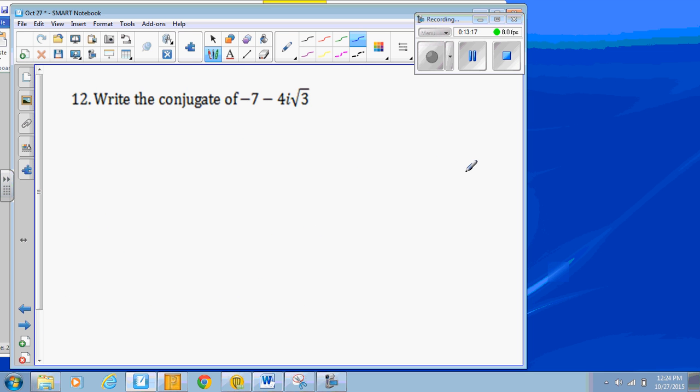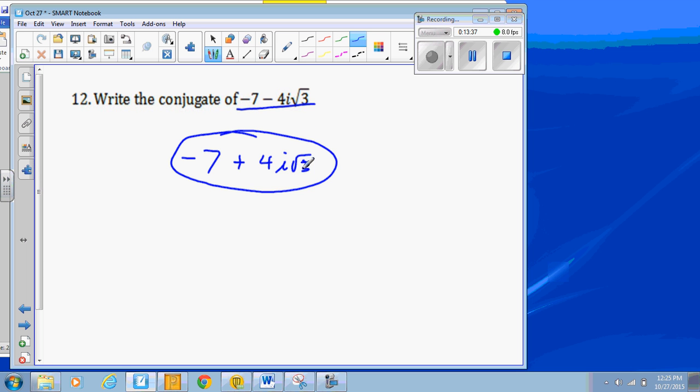Number 12, the conjugate is actually one of the easiest problems. What we do is we just copy this down, we change the sign of the middle term, not the first term. So the answer is negative 7 plus 4I square root of 3. And that's what we have for that one.